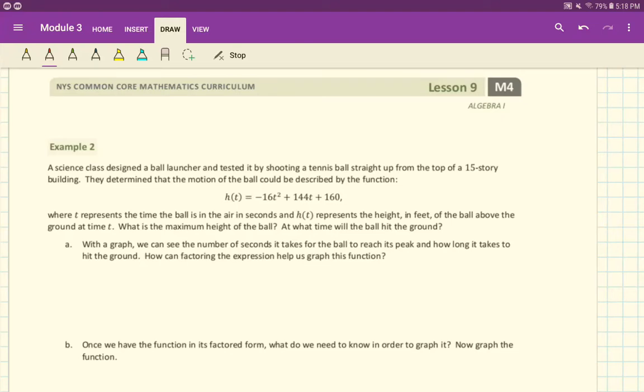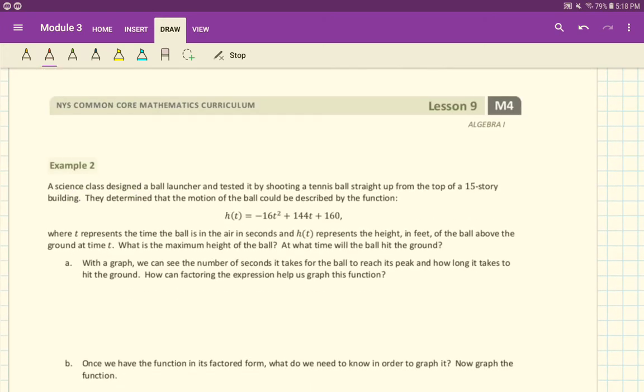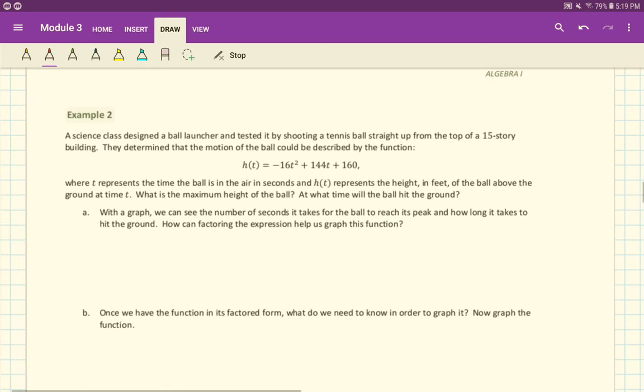Welcome back. This is the next video for the fifth lesson in Module 3, dealing with graphing the equations of quadratic functions, graphing quadratic functions. So here we have a word problem.